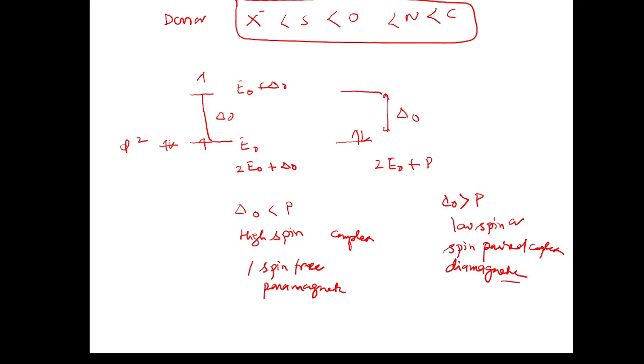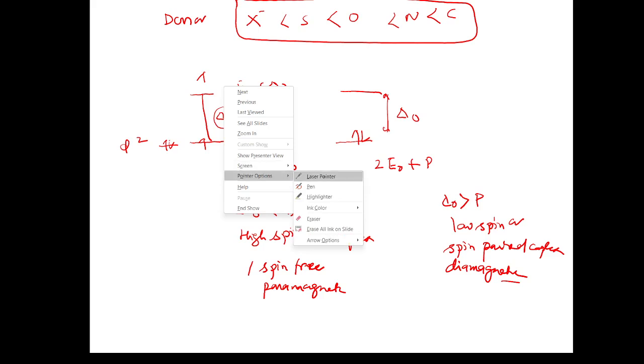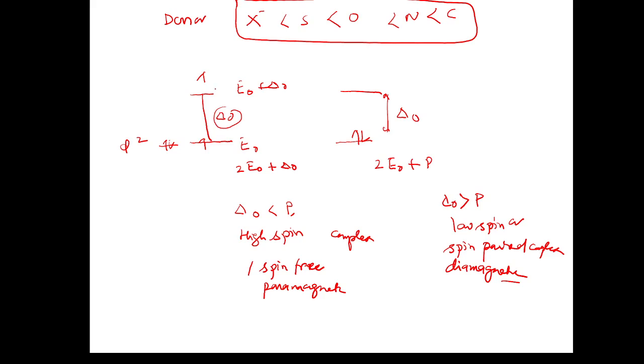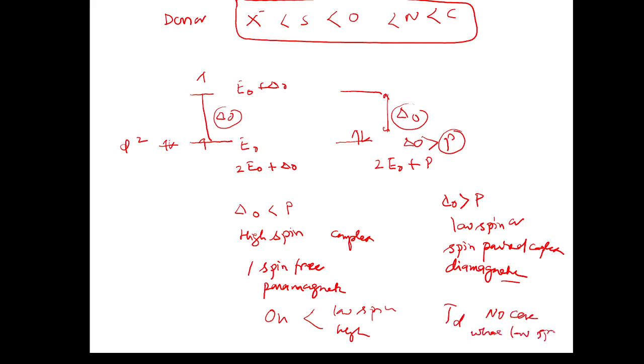Basically, we have to see that if delta 0 is less than pairing energy, then the electron can easily go from here to here. But if delta 0 is greater than pairing energy, the pairing will be favored over the electronic transition from one state to the other. In octahedral, you can find both low spin and high spin. But in tetrahedral, there is no case where you can find low spin. So in tetrahedral, delta is always less than pairing energy.